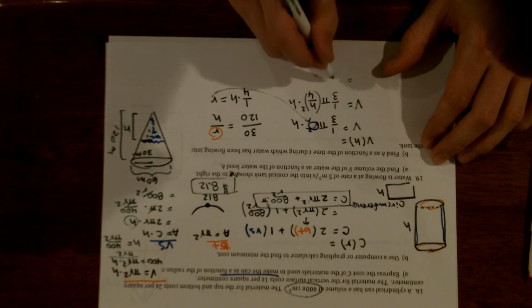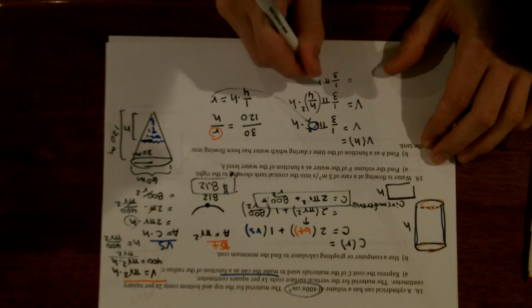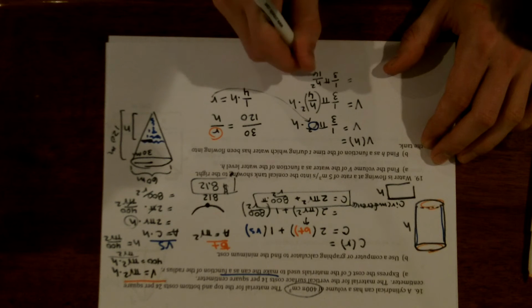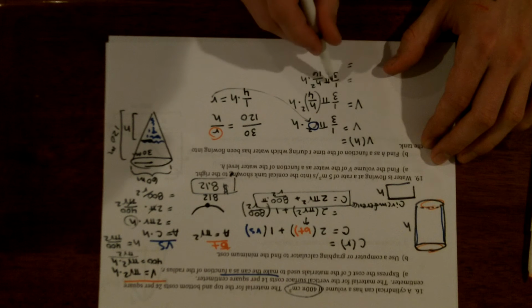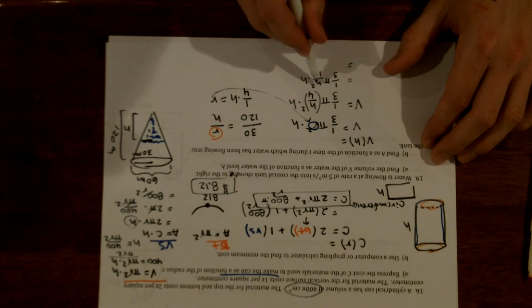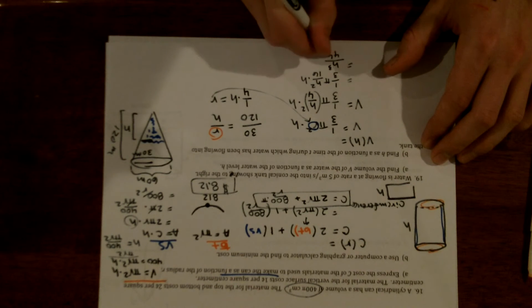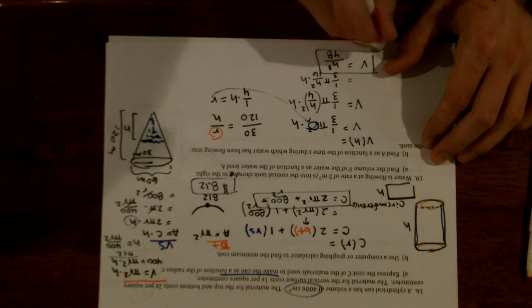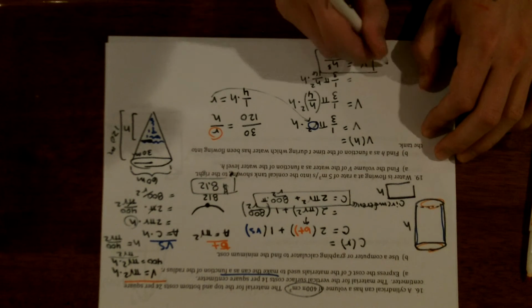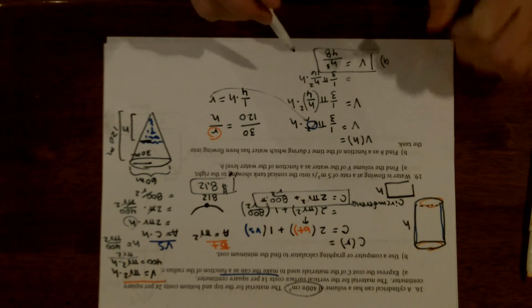So 1/3 pi h squared over 16 times h, which equals 1 times pi times h squared times h, which is really h cubed. And 3 times 16, that is 48. So the volume in terms of h is pi h cubed over 48. That was A. Now B, find h as a function of t.